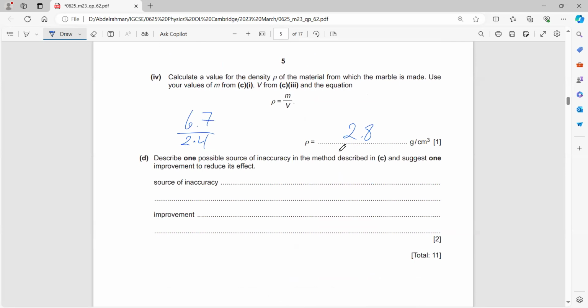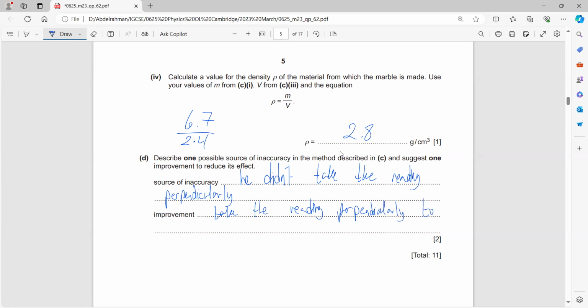One possible source of inaccuracy in the method and suggest one improvement to reduce this effect. For example, I could say a source of inaccuracy: he didn't take the reading perpendicularly. Okay, improvement: take the reading perpendicularly to avoid the parallax error. Yeah, parallax error.